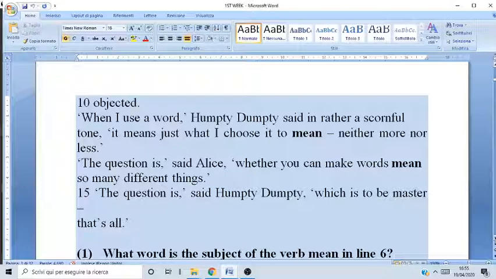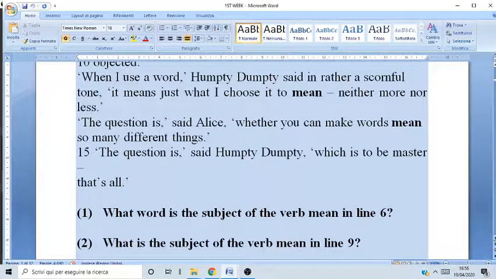So you see that I highlighted the word mean throughout the text. And the book usually gives you some questions because it wants to lead you to a point. Let's look at the questions that the text prepared for this occasion. So first thing, it asks you, what word is the subject of the verb mean in line number 6?